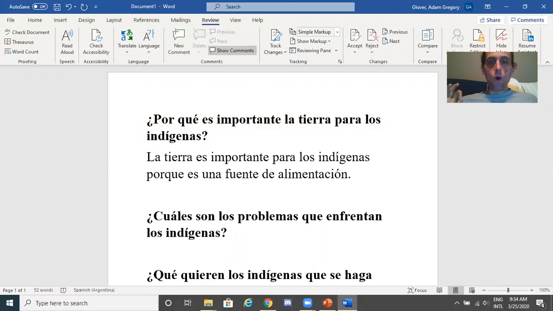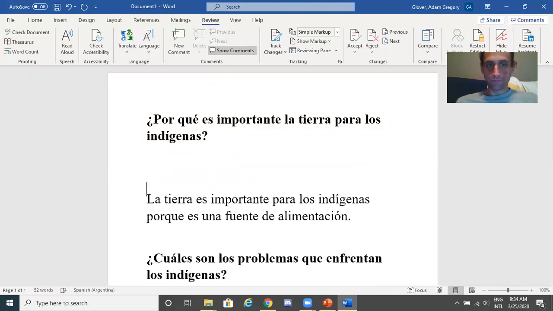Now, if you wanted to incorporate the subjunctive into the sentence, you can do so using any of the subjunctive triggers that we've talked about in the course so far. So for instance, rather than say this, la tierra es importante para los indígenas, you could begin by using a subjunctive trigger word. For instance, like, me sorprende. It surprises me. Okay, la tierra. And now, what do we need? Now we need the subjunctive.